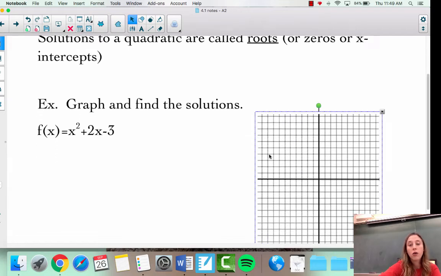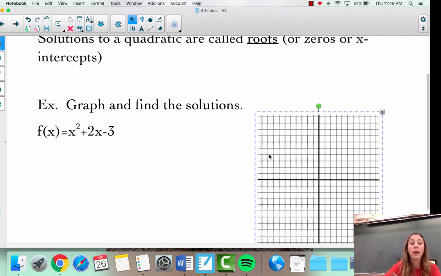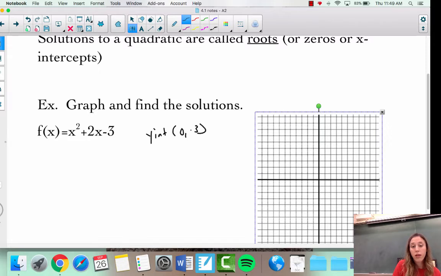So once we graph it, what we're going to be doing is looking for where the graph hits the x-axis, because those are our x-intercepts. So let's go ahead and practice our graphing in standard form. Remember, first we're going to find our y-intercept, and that's going to be the last number there, which was -3. And then we can go ahead and find our axis of symmetry.